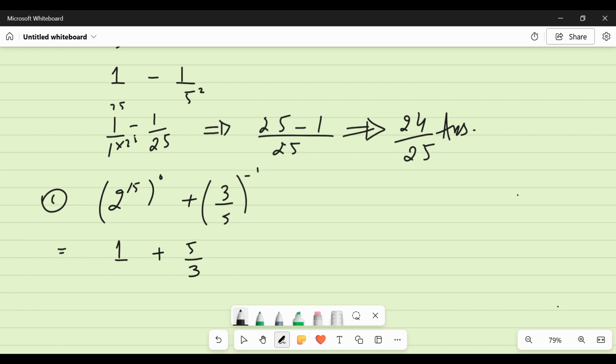Now it's so simple. Bring the denominator the same. So it gives you 3 plus 5, right, equals 8 over 3. And the mixed number form is 2 whole 2 over 3. This is the answer.